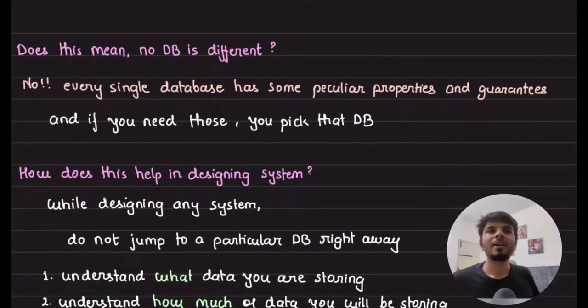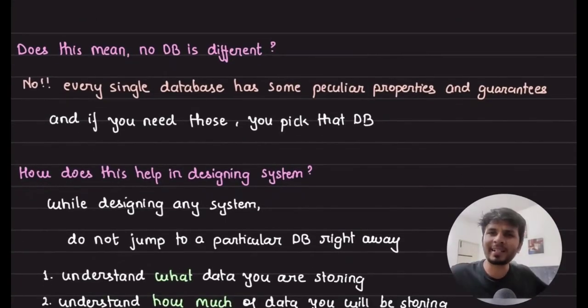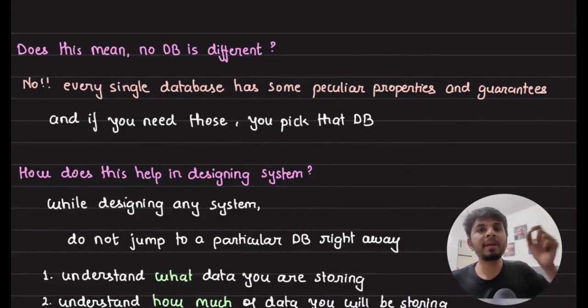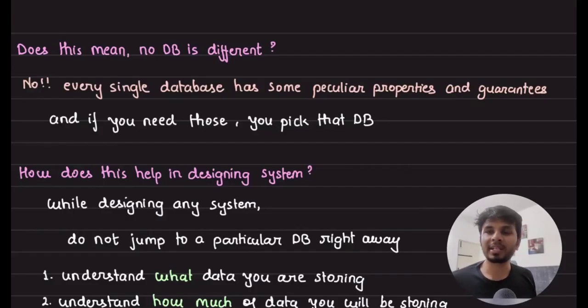Okay. Now, does this mean that all databases are the same or no DB is different? No. Every database has some peculiar properties and guarantees that only those databases provide. For example, Redis is known for advanced data structures. Redis is known to be an in-memory database that you can use as a cache. You will not choose to use MongoDB for that.